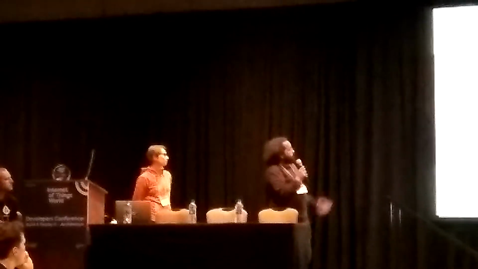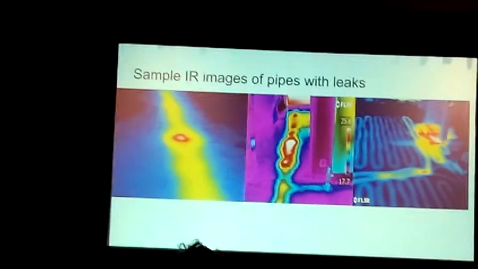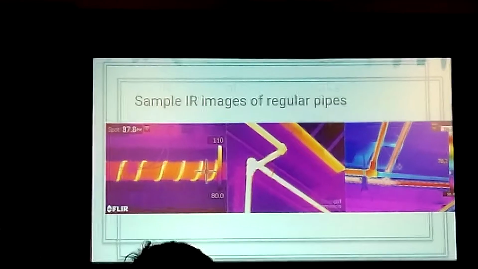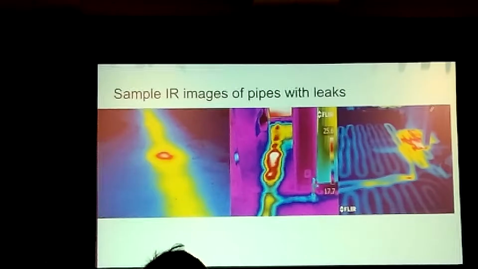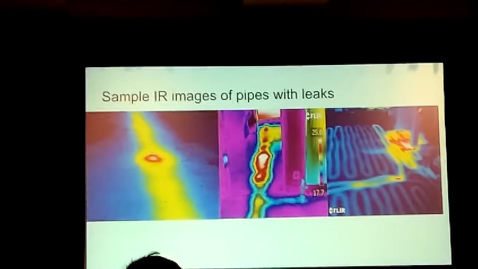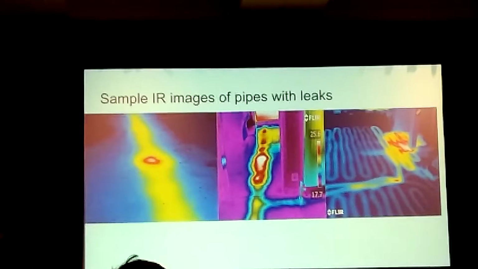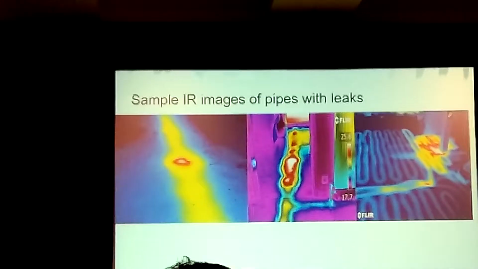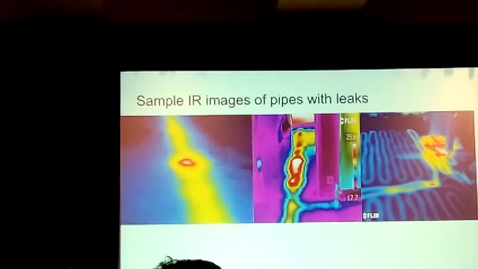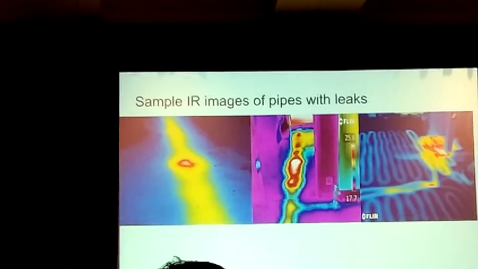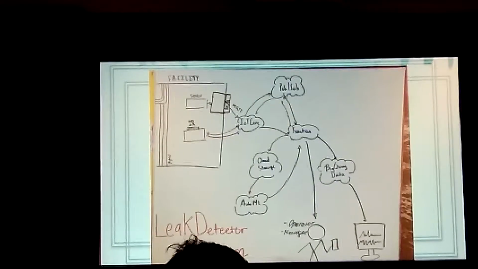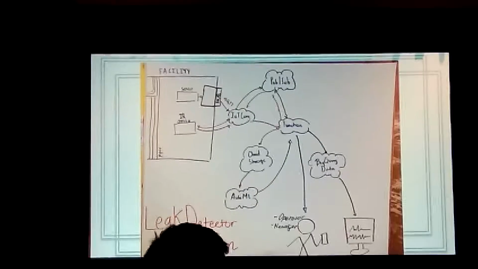So here are sample IR images of pipes with leaks. You can see that the IR signature of a leaky pipe is markedly different than that of a regular pipe, and our system is able to detect that. Once we have detected and localized a leak somewhere in the system, the operator gets a message on his cell phone and also on his dashboard that says there's a potential leak at this location, and the IR images are uploaded to Google Storage, which the user can then access. So here's a system diagram that Mila is going to talk about.